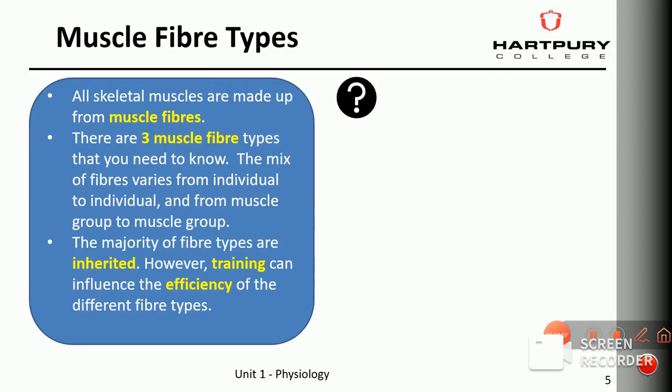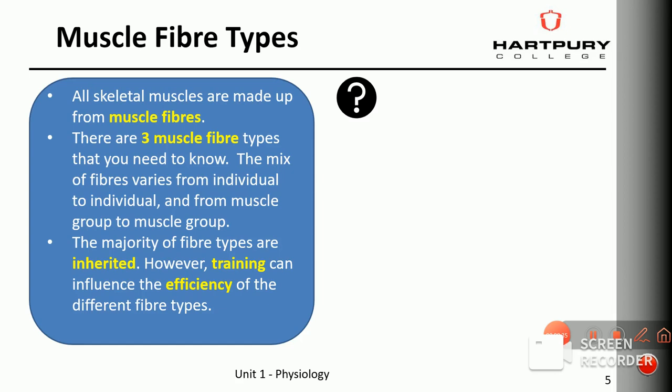So in today's lesson we'll be looking at muscle fibre types and characteristics. So we know that all skeletal muscles are made up from muscle fibres, and there are 3 muscle fibre types that we need to know of. The mix of fibres vary from individual to individual. However, we will only be learning about 3 specific muscle fibres and why they are used.